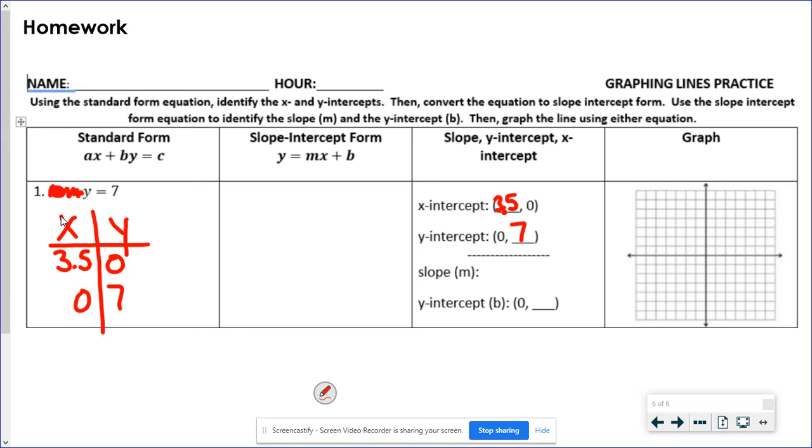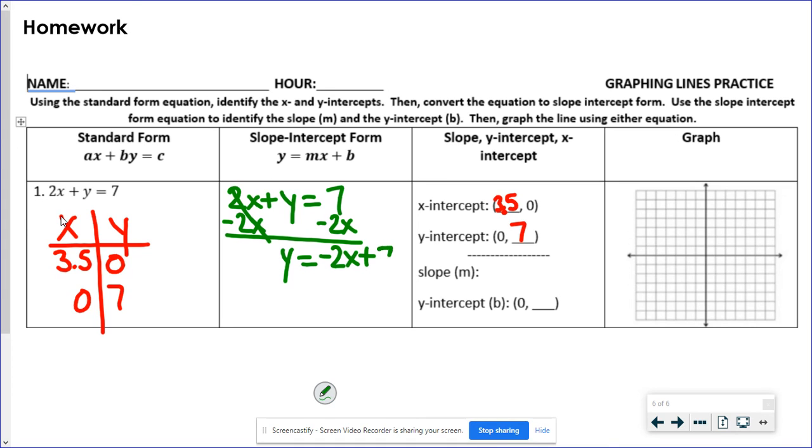If I change that equation into slope-intercept form, I'm going to subtract this 2x from both sides. So I would have negative 2x plus 7. So the slope is going to be a negative 2 or a negative 2 over 1. And my y-intercept is 7. Oh, look at that. These two better match.